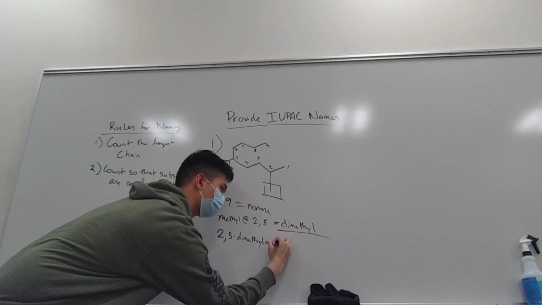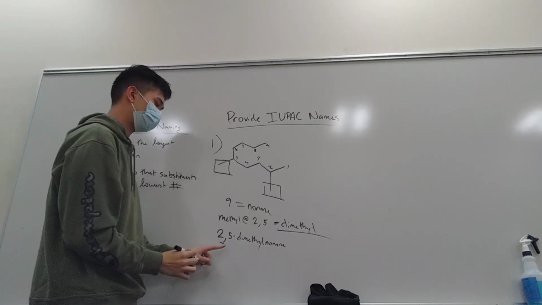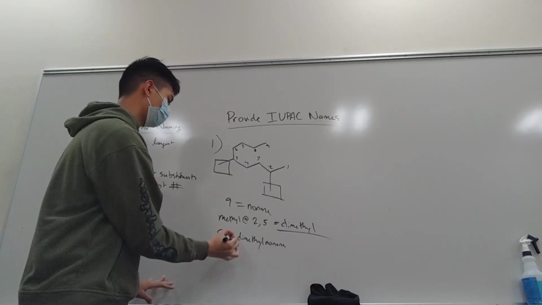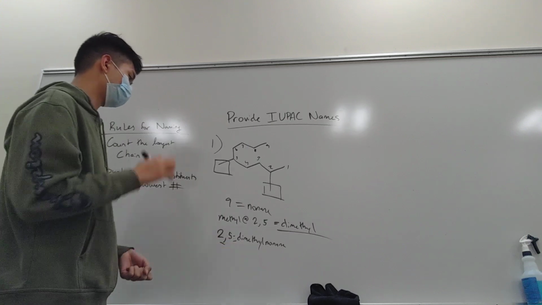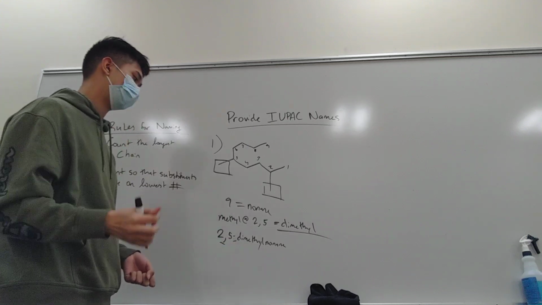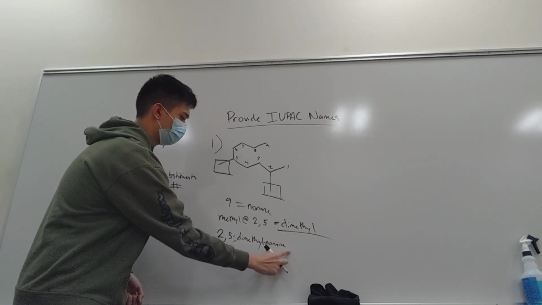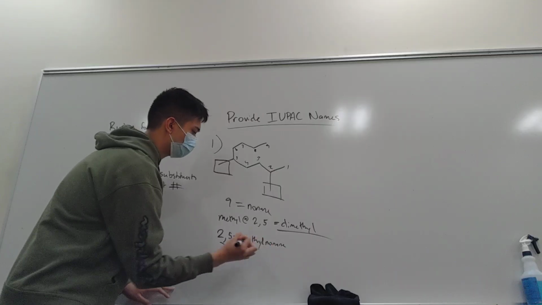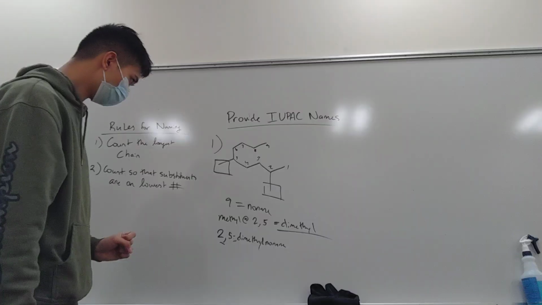nonane. We can see that the comma here separates numbers, while this dash here separates numbers and letters. All right, so sometimes I see that people put a little dash between the substituent name and the parent name, but there's no need for that because dashes separate numbers and letters, not letters and letters.